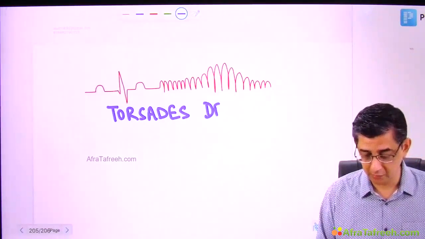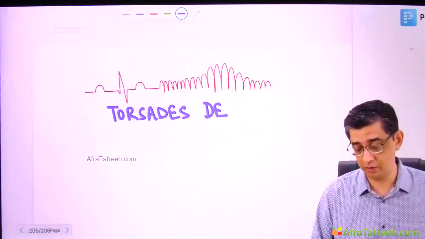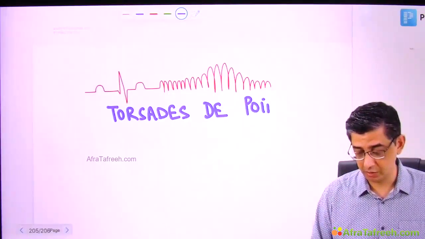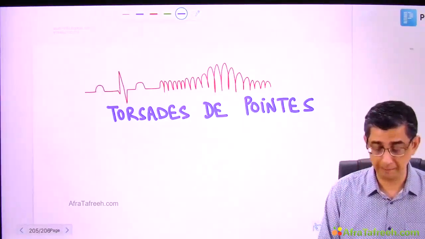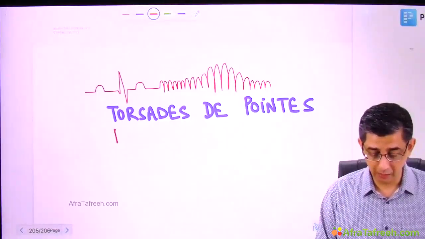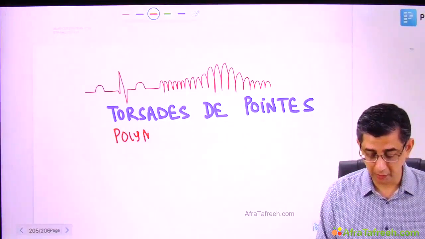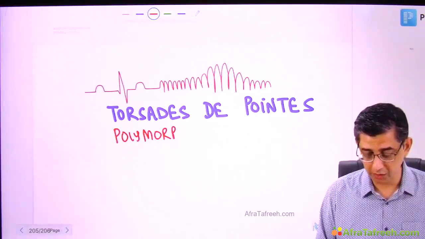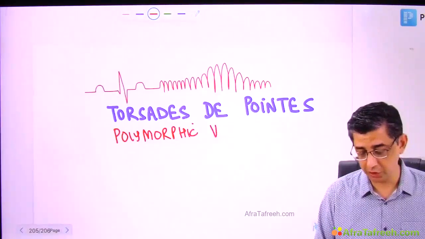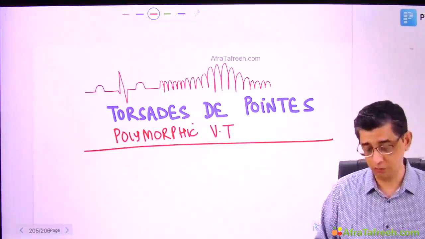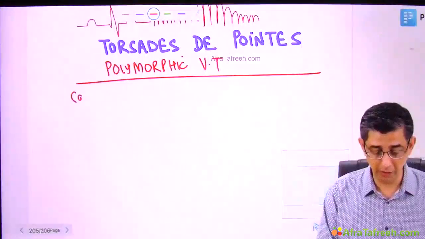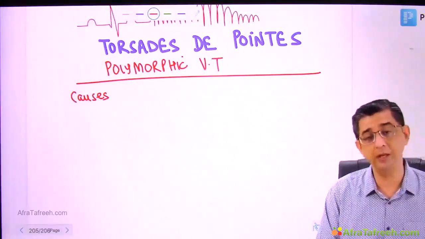And since our examiners love fancy terminologies, one of the fancy terminologies to be remembered is TDP, that is torsades de pointes. I want you to remember that polymorphic ventricular tachycardia is usually seen with conditions that cause prolongation of the QT interval. Let me explain to you what I mean by prolongation of QT interval and what the problem present here will be.